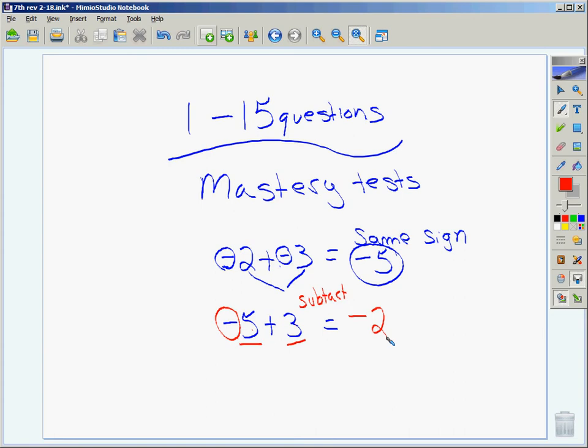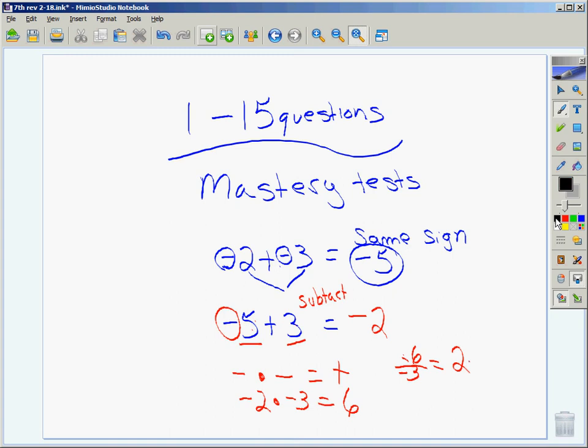Now remember, the rules for addition and subtraction are different from those of multiplication and division. If I have a negative number times a negative number, it'll always be positive. In other words, a negative 2 times a negative 3 would be a positive 6. And the rule for division is the same. If I have a negative 6 divided by a negative 3, I'm going to get a positive 2, because a negative divided by a negative makes a positive result.